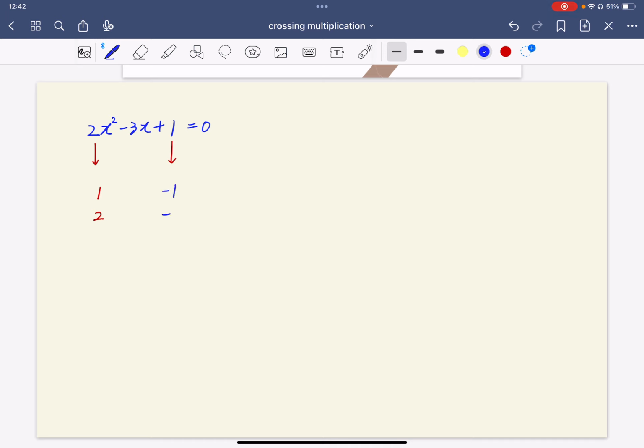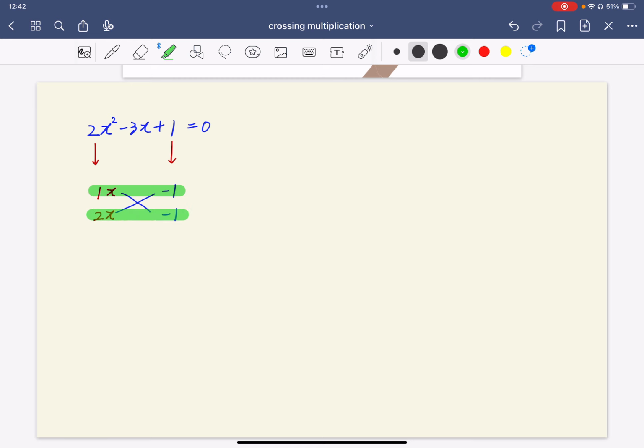Negative 1, right? Crossing multiplication. So here it is 1x, 2x. Do not forget this 1 represents 1x. Okay, now we have this combination: 1x and minus 1, 2x and minus 1.